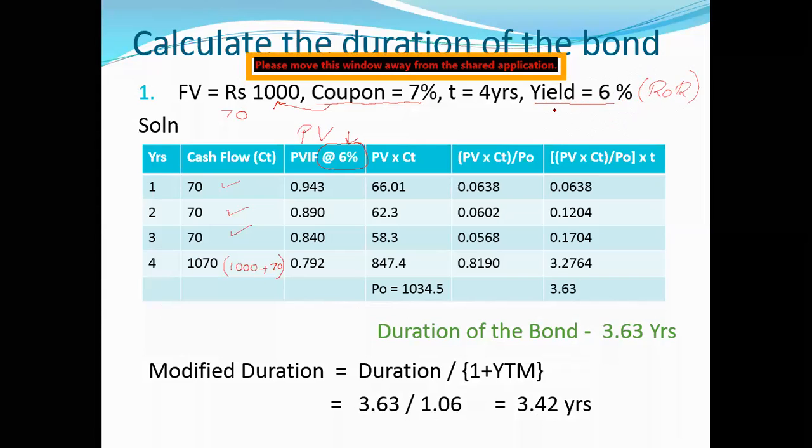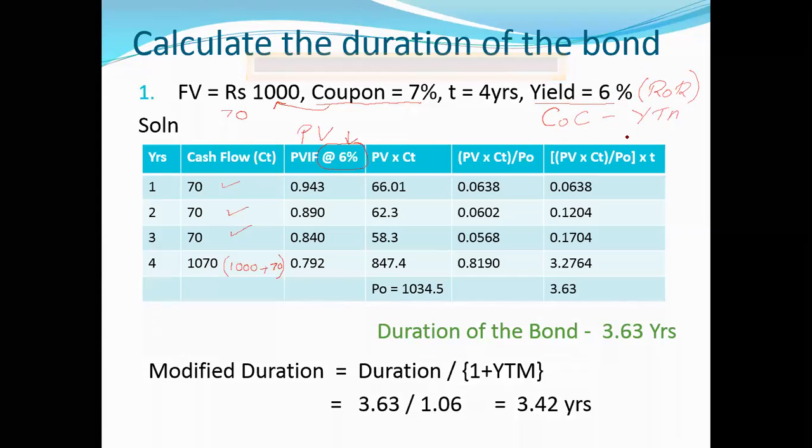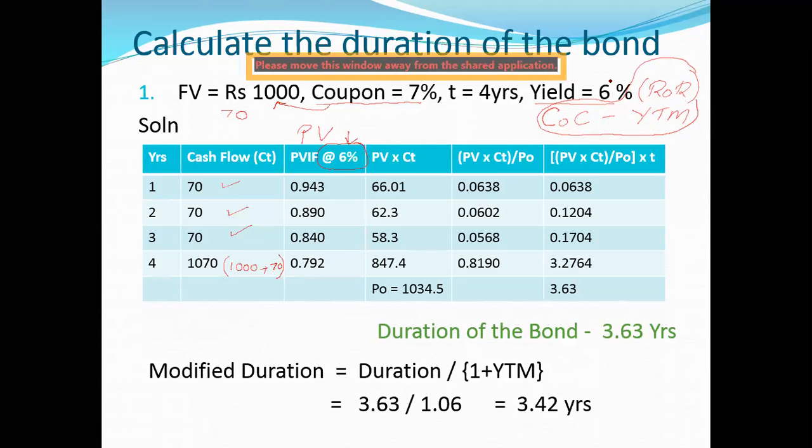I don't know how many of you know that this is also called overall cost of capital. Or in some books, they also write it as YTM, yield to maturity. Whatever it is, all mean the same, that is 6%. So here I am going to consider my present value at 6%. For the first year I get 0.943, second year 0.890, third year 0.840, fourth year 0.792.